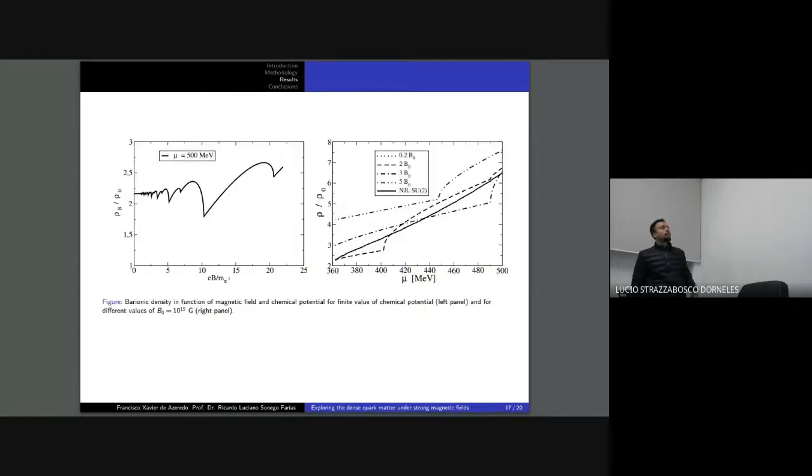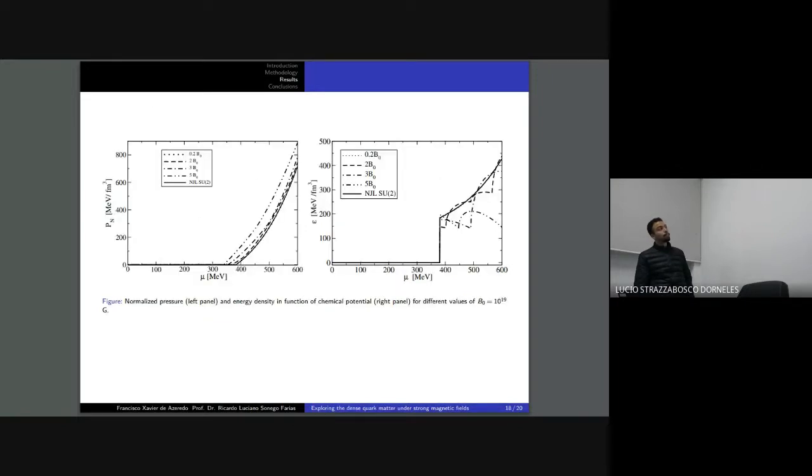The same case occurs for the baryonic density as a function of magnetic field for a finite value of chemical potential. On the left side, we have some physical oscillations. And on the right side, we have the baryonic density as a function of chemical potential for different values of magnetic field. We also have some oscillations in this case.